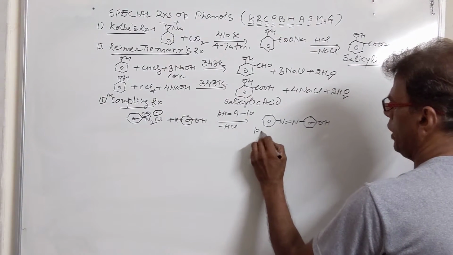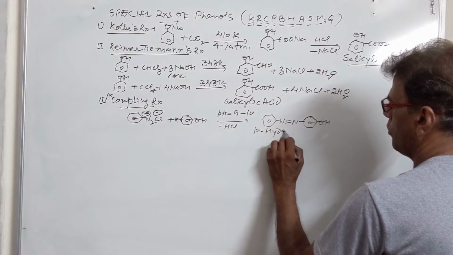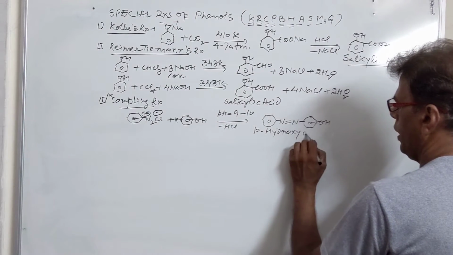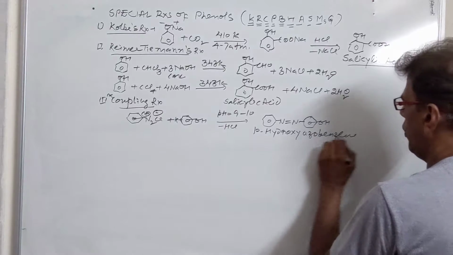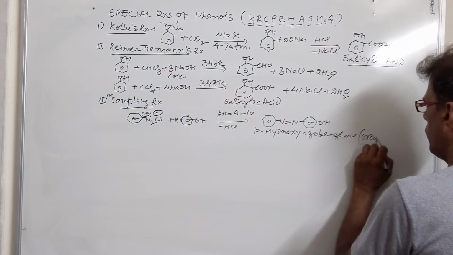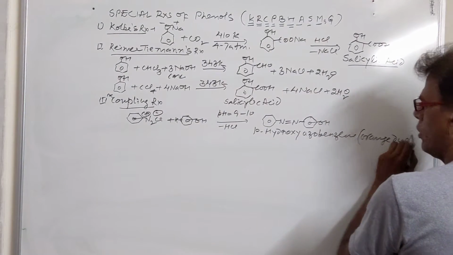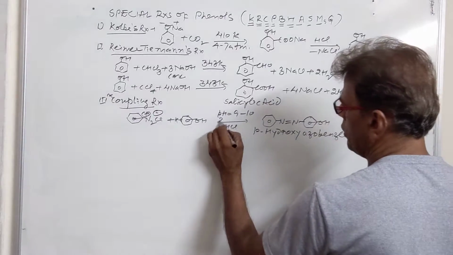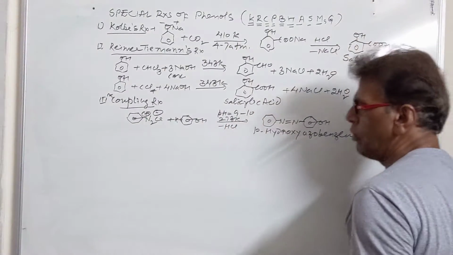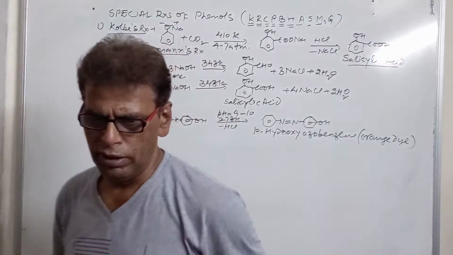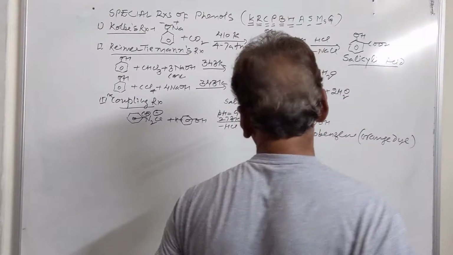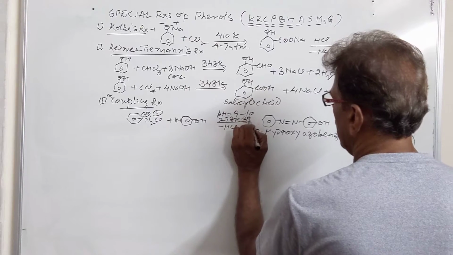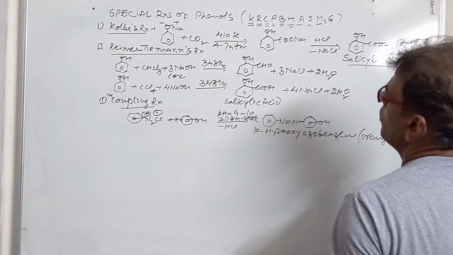This is called para-hydroxy azobenzene. It is an orange dye. To prepare the dye, temperature should be around 273 Kelvin. Only then we'll be having a stable dye. 273 to 298 Kelvin can be kept. So this is the coupling reaction.